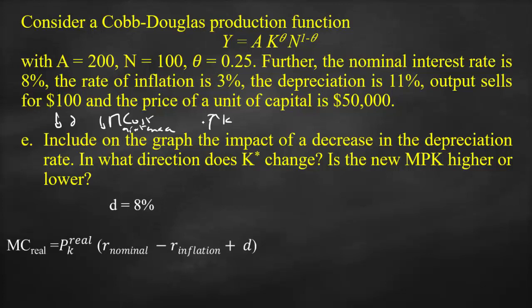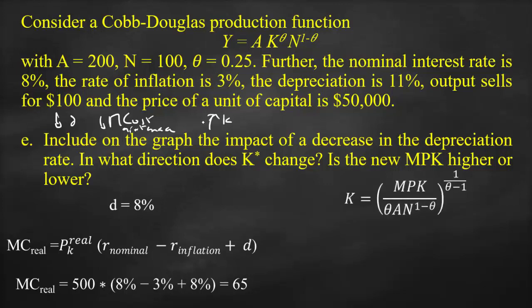Then I know that our marginal cost in real terms will be our real price of capital multiplied by nominal interest rate minus inflation rate plus the new depreciation rate. So it will be 500 multiplied by nominal interest rate of 8% minus inflation rate of 3% plus new depreciation rate of 8%. This will give us marginal cost equal to 65.